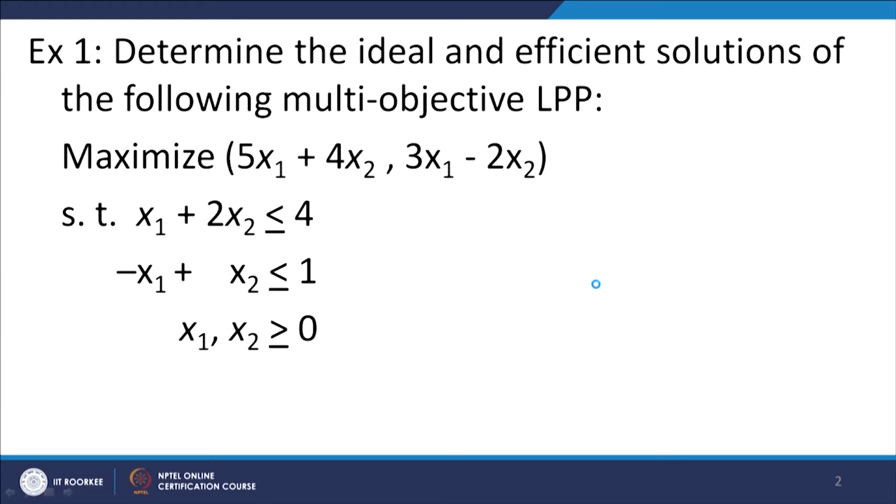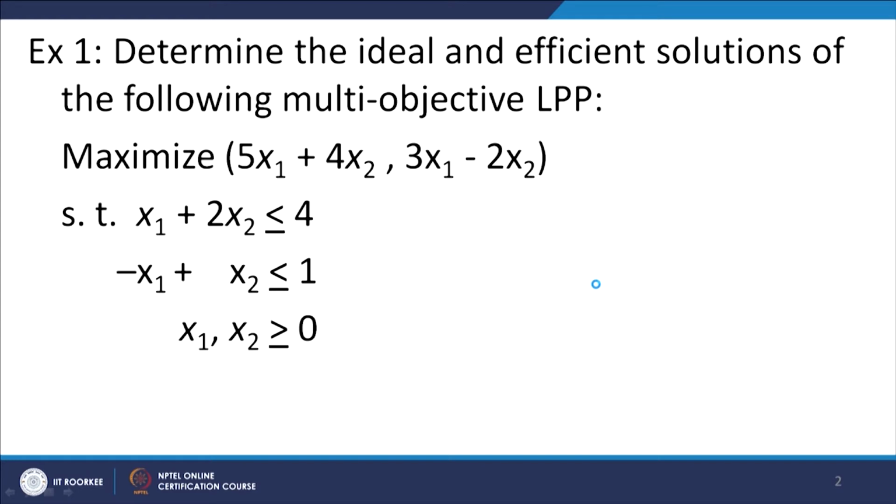So, let us begin. Here is the first question which says that we are supposed to determine the ideal and the efficient solutions of the following multi-objective linear programming problem. Now, as you know, this is a case of a multi-objective optimization problem where there are two types of solutions, that is the ideal solutions and the efficient solutions.